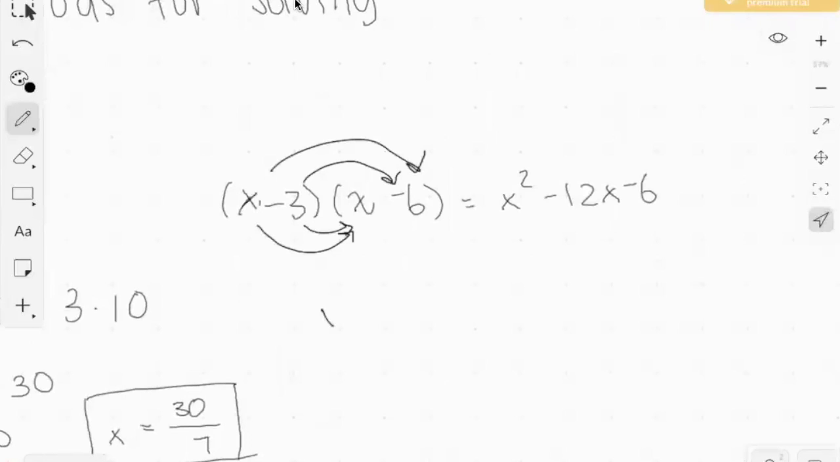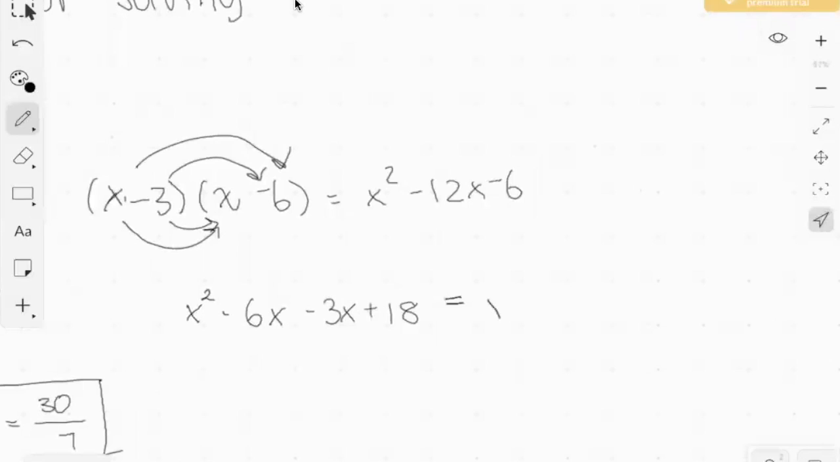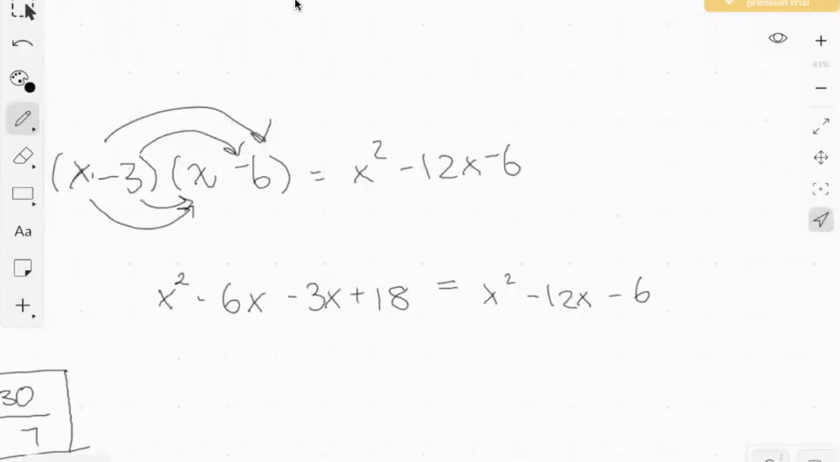So we're going to get x squared minus 6x minus 3x, and then negative 3 times negative 6 is positive 18, which equals x squared minus 12x minus 6. So from here, we want to simplify this so we can focus in on just one single x. So we have x squared minus 9x plus 18 equals x squared minus 12x minus 6.